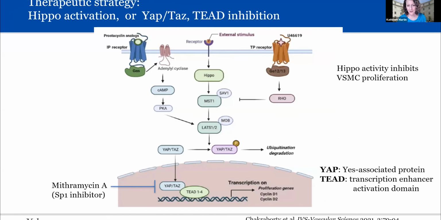Here's another schematic of the Hippo-YAP pathway from our review article. And as I mentioned, the upstream most inputs aren't directly known, but we do know that G protein coupled receptors can influence the activity of this pathway in different ways, including the prostacyclin and thromboxane receptors, which are known to regulate smooth muscle contractility and phenotype. So the prostacyclin receptor inhibits YAP signaling, whereas the thromboxane receptor promotes it. So agonists or antagonists of these receptors are a promising way by which we can modulate Hippo-YAP activity.